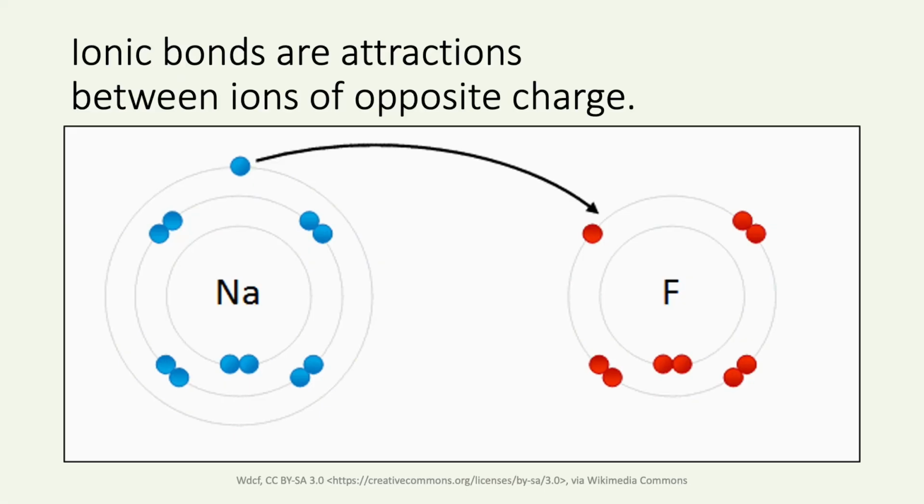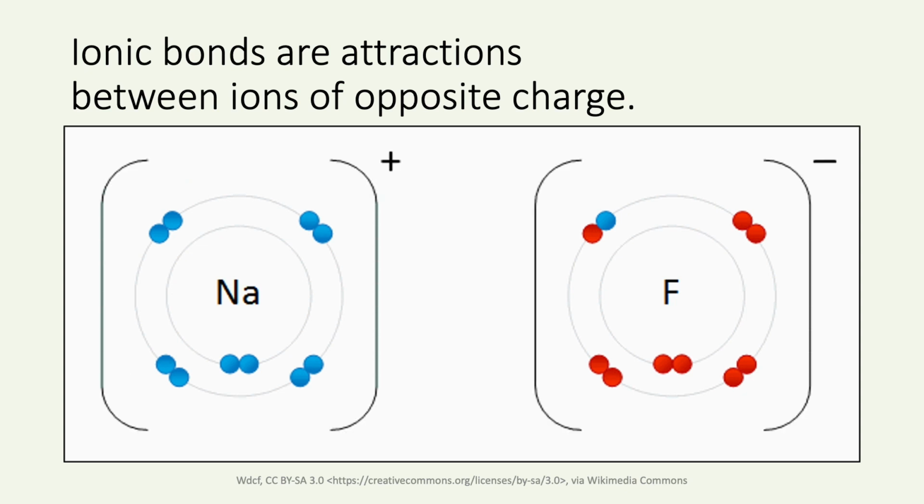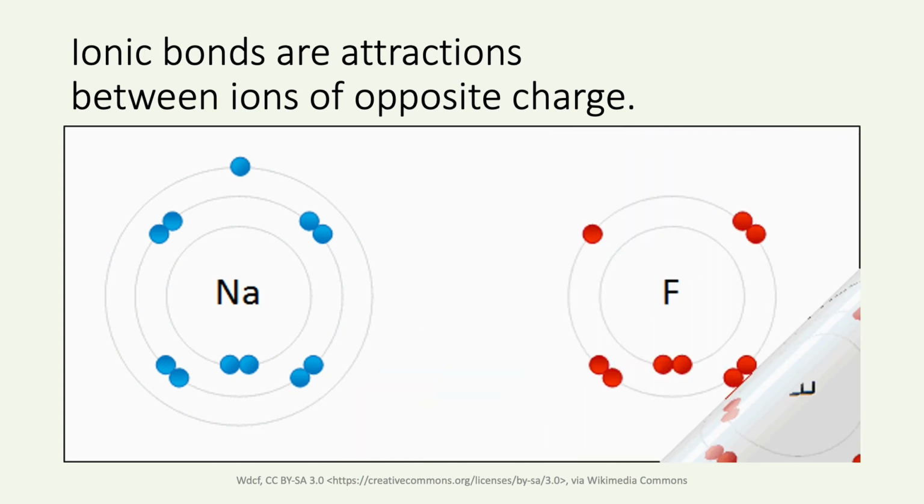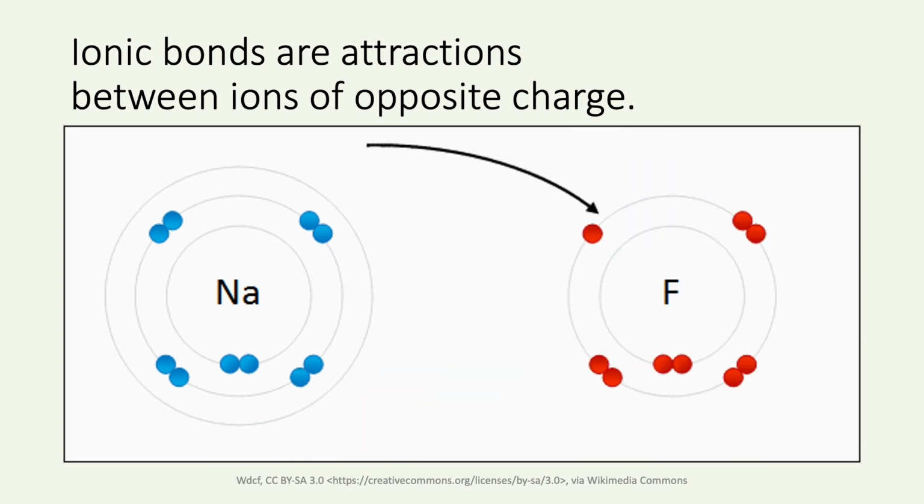Ionic bonds are attractions between ions of opposite charge. Electron gain and loss create charged atoms, called ions. Sodium fluoride is an ionic compound. Note that the names of negatively charged ions often end in "ide", such as fluoride.